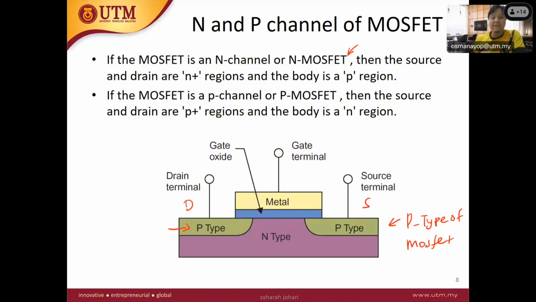The N and P MOSFET have different polarity in terms of the supply voltage. For example, we have VGS here. The VGS will be positive when we operate with an N type or N MOSFET, and it will be negative with a P MOSFET. That's all. But the current, ID equal to IS, is always positive.